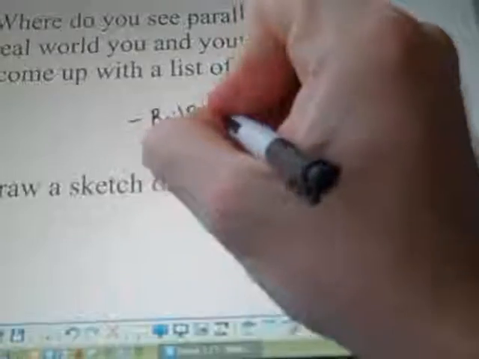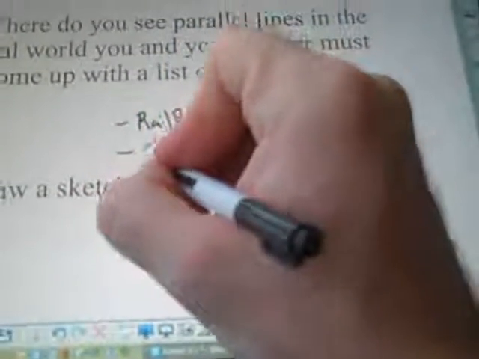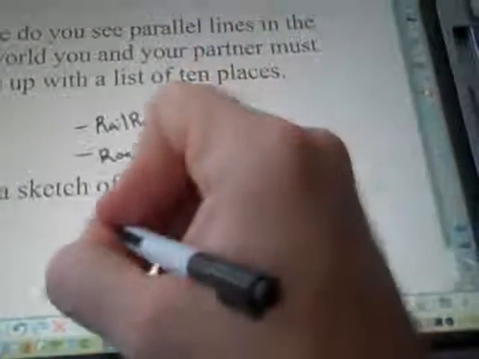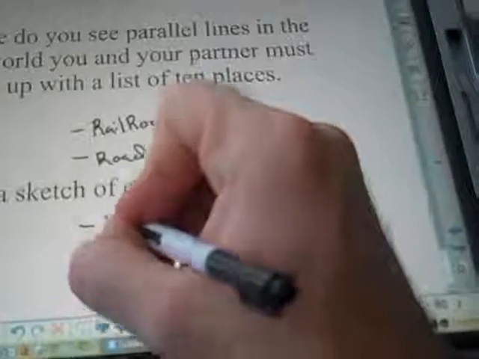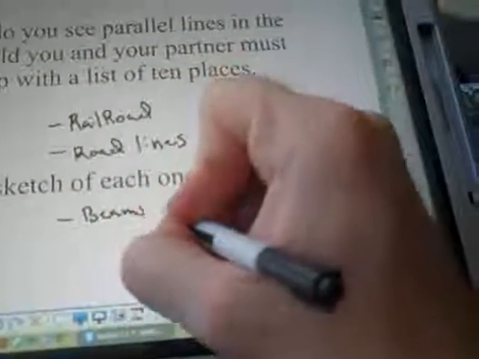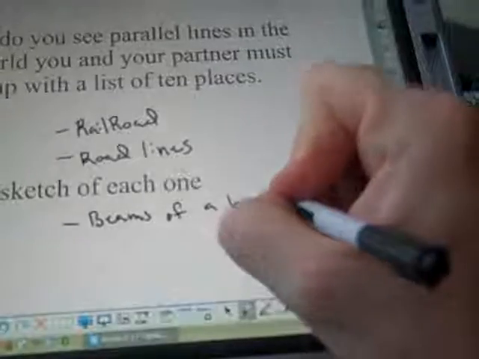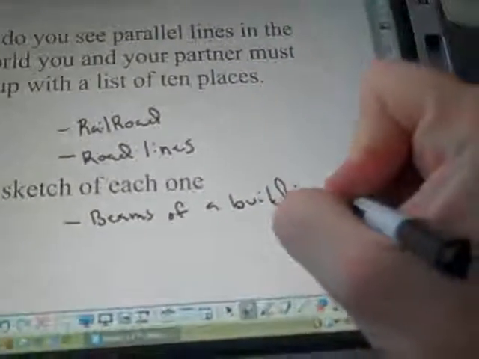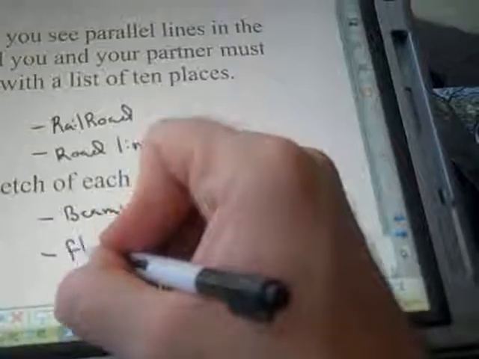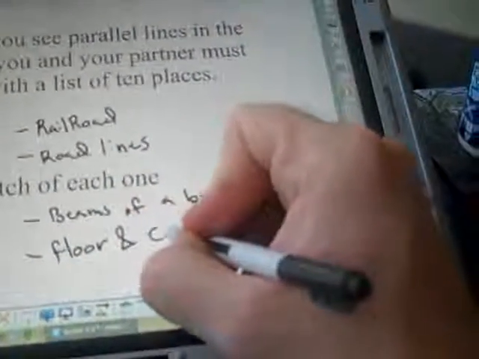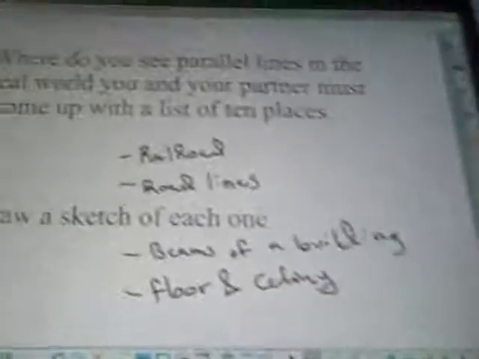Hopefully you came up with a couple things. Some things that I was thinking of: railroad tracks, road lines, the beams of a building, floor and ceiling. All of those things are ideas of parallel lines, and some are even parallel planes.